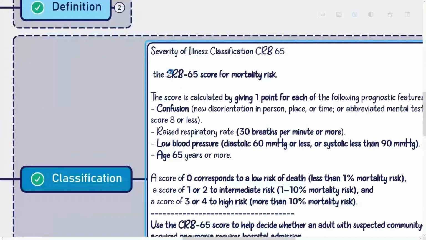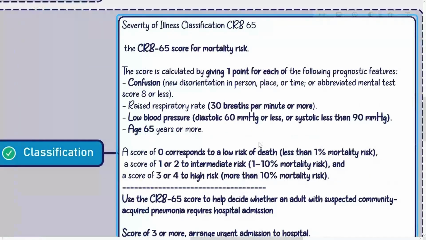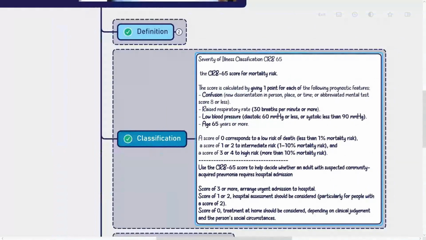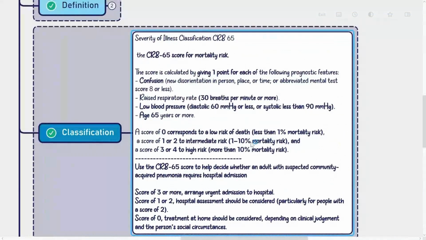Severity of illness classification: CRB-65. The CRB-65 score for mortality risk. The score is calculated by giving 1 point for each of the following prognostic features: confusion, new disorientation in person, place, or time, or abbreviated mental test score 8 or less; raised respiratory rate, 30 breaths per minute or more; low blood pressure, diastolic 60 mmHg or less, or systolic less than 90 mmHg; age 65 years or more.